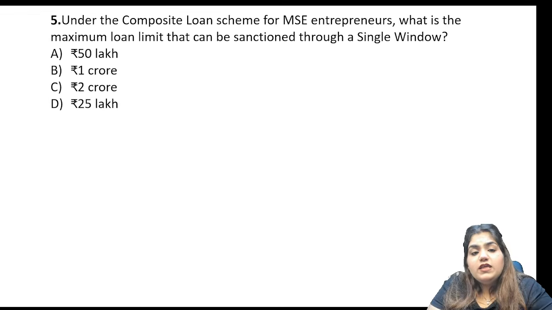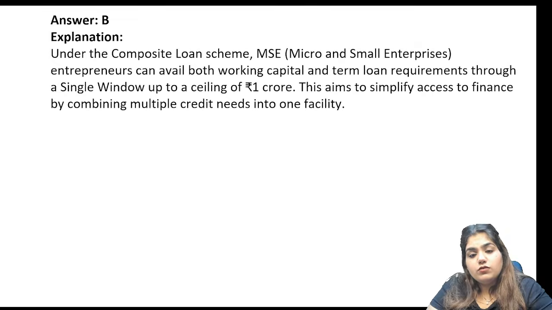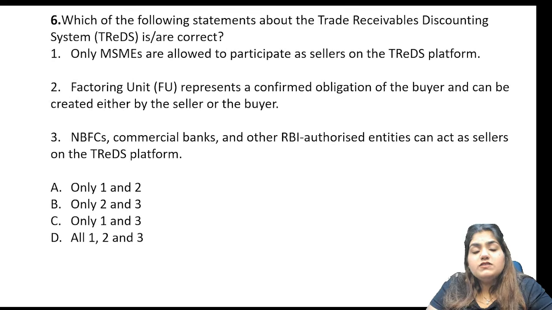Next, under the composite loan scheme of MSE entrepreneurs, what is the maximum loan limit that can be sanctioned in a single window? It is 1 crore in a single window. Next, which of the following statements about the TREDS are correct?